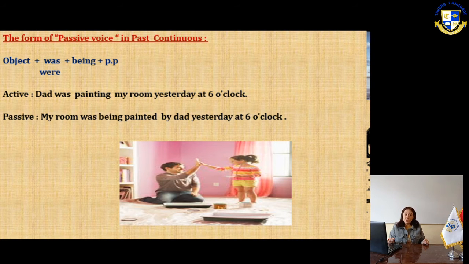I can't say were here because my room, of course, would take was, not were. And then the past participle, which is painted. So our answer would be, my room was being painted by Dad yesterday at 6 o'clock.